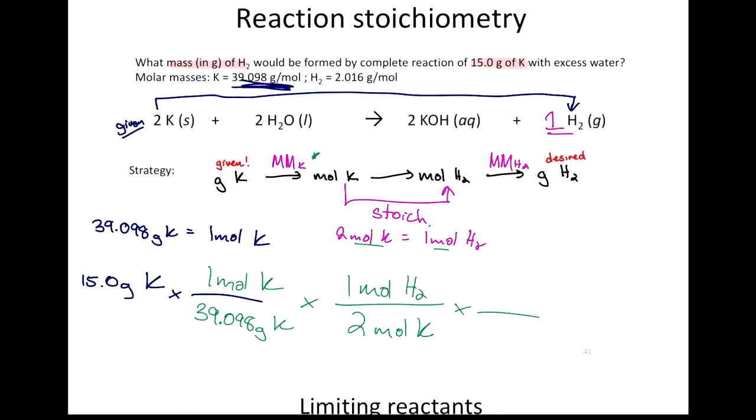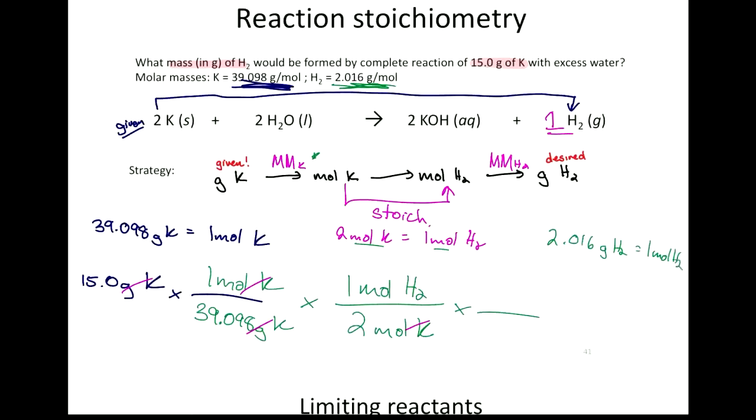It's not just the mole amounts, but it's the substance as well as canceling. So right now we are in the unit of mole of hydrogen gas. And so I give you that molar mass right here. So 2.016 grams of hydrogen equals 1 mole of hydrogen.